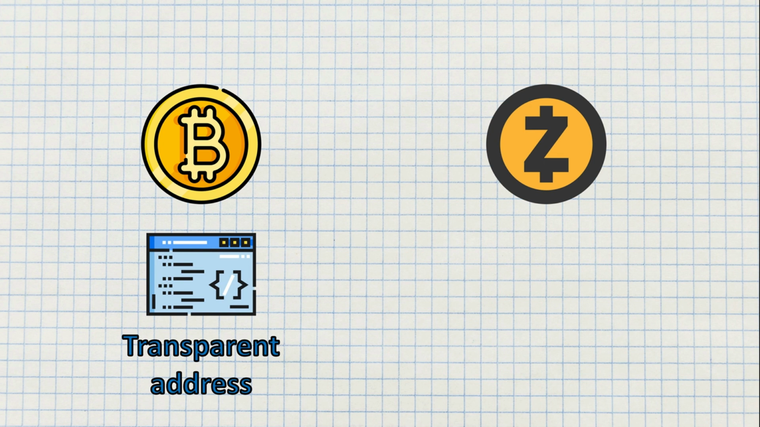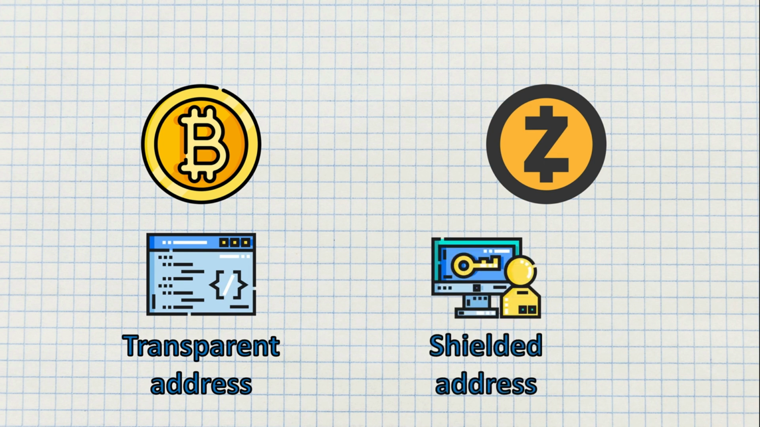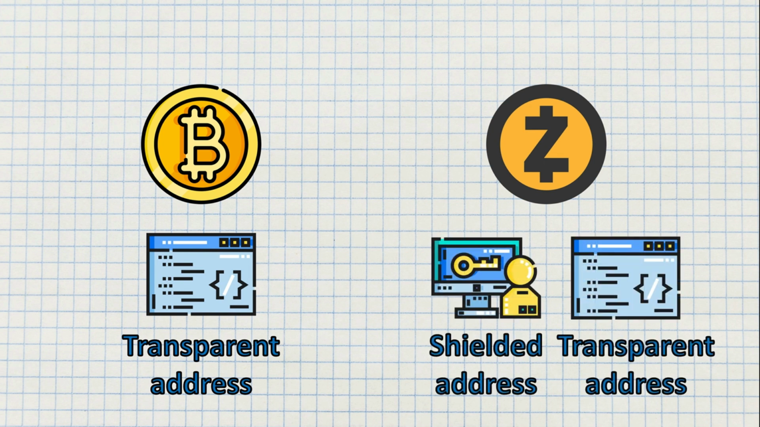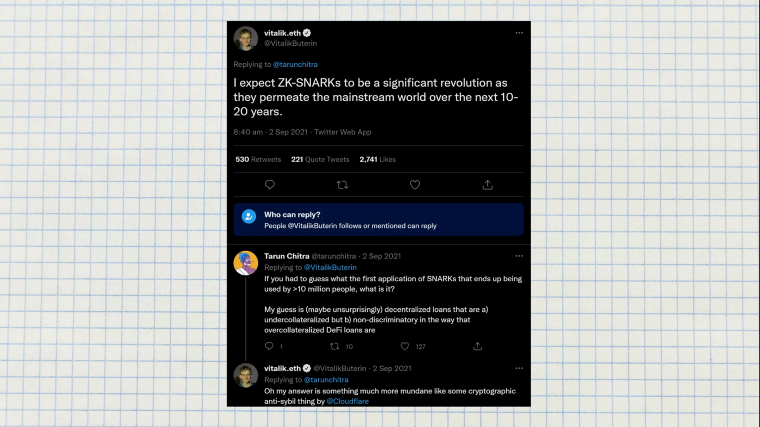Zcash achieved this by adding a shielded address to preserve privacy, while still having a transparent address, which operates similarly to Bitcoin. As pointed out by the founder of Ethereum, ZK-SNARKs will be permeating the mainstream world, as they would not only protect the privacy of our data, but also increase efficiency in scaling the blockchain network.